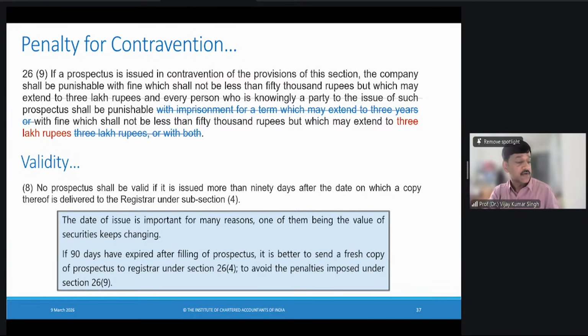I think it's already 8:16. We will take some questions. But before we go to the questions, I would leave you with a thought here on the rules. So this we will cover next time.